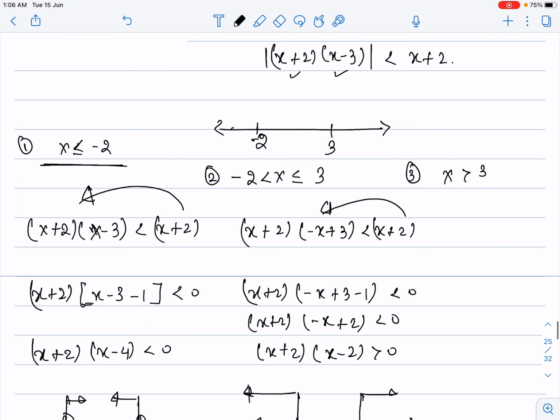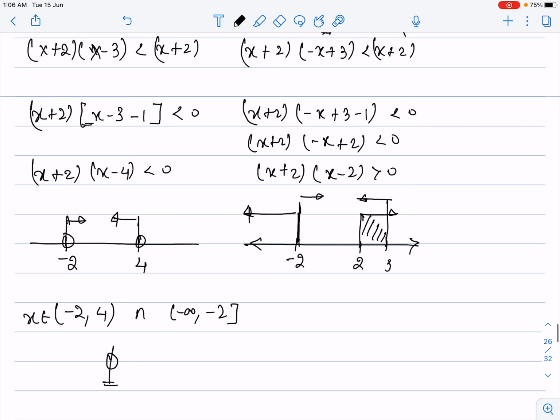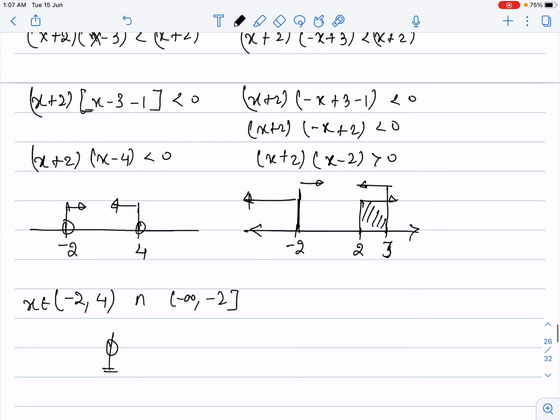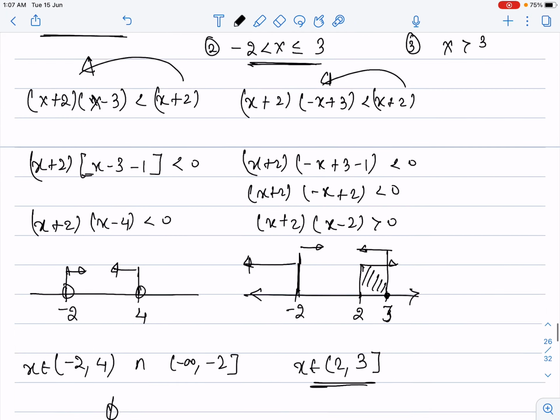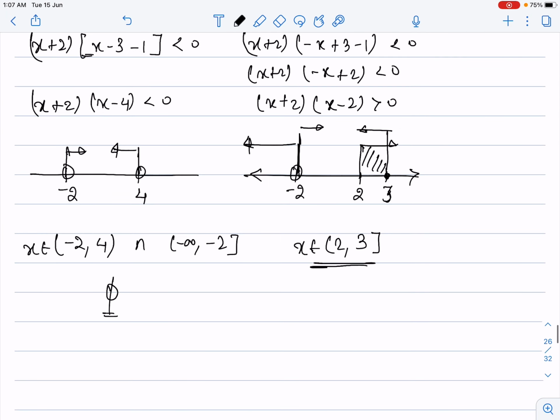But x is in between minus 2 and 3. We know this thing. So I would have to mark 3 also over here. This is in between minus 2 and 3. I would have to take its intersection with this. So I'll get 2 to 3. Hope you guys would have got my point. So x belongs to open 2 to close 3, because that was close 3 and here it was open 2. So the intersection will be x belongs to open 2 to close 3.